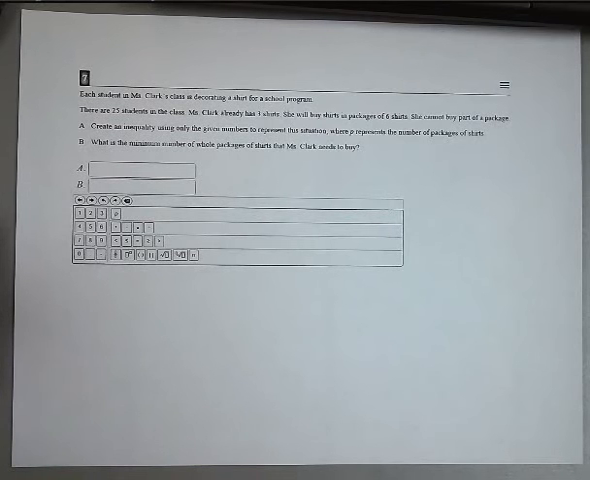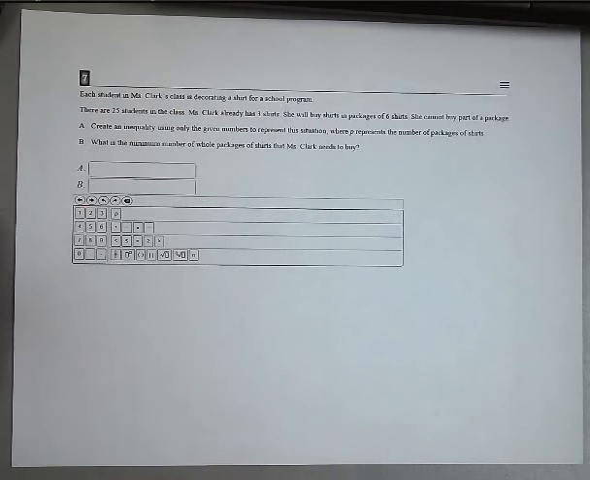Part A, create an inequality using only the given numbers to represent the situation, where P represents the number of packages of shirts. B, what is the minimum number of whole packages of shirts that Ms. Clark needs to buy? So the first thing we should do here is start underlining important information.